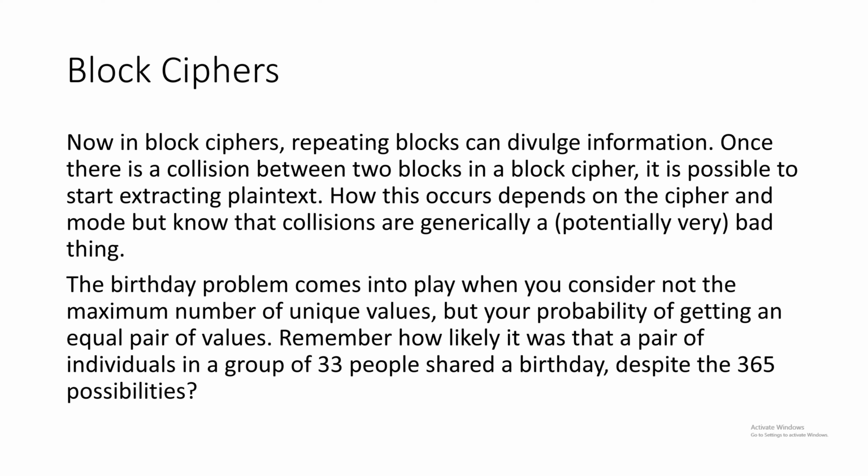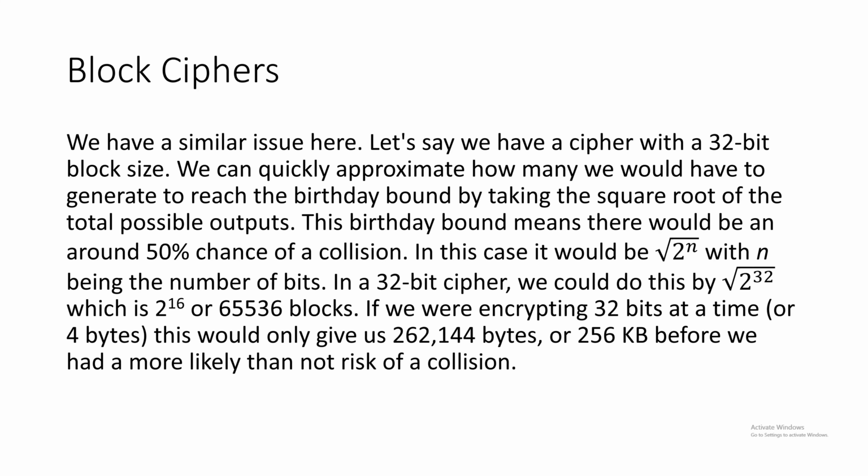The birthday problem comes into play when you consider that you're not looking for the maximum number of unique values, not that 2 to the power of n, but you're looking for your probability of getting an equal pair of values, so a pair that you've already generated. So remember how likely it was that a pair of individuals in a group of 33 people shared a birthday despite 365 possibilities? With only 33 people, you have a 70% plus chance of a pair of an already generated birthday, despite that being less than 1/10 of the number of possibilities. We have a similar issue here.